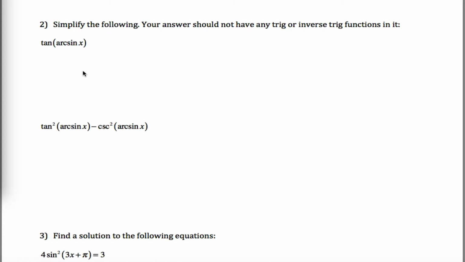This first section asks me to simplify, and it makes the comment that my answer shouldn't have any trig or inverse trig functions in it. So this arc sine, it's got to go, and this tangent, it's got to go also. So how am I going to do that?